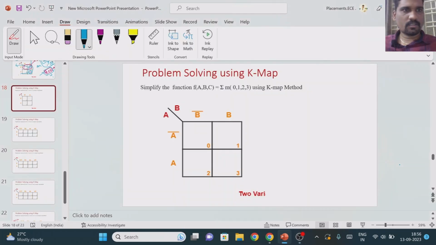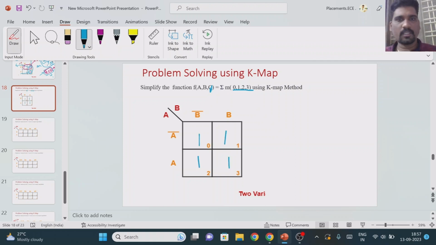Hello guys, good evening. In today's class, we are going to solve some more problems on simplification using the K-map method. Alright, what is the given question here? It is a two variable K-map, where 0, 1, 2, 3 are the minterms. We are just plotting the minterm values.